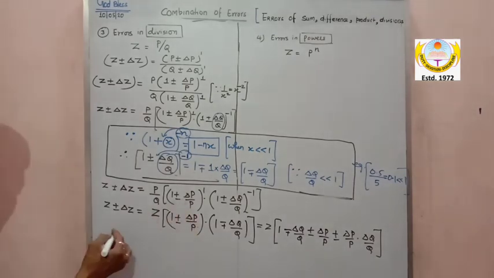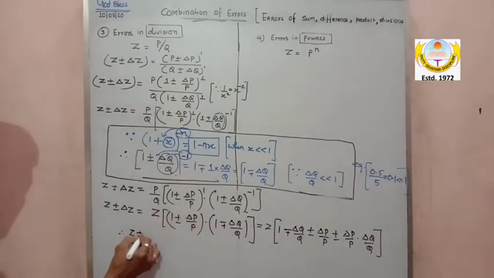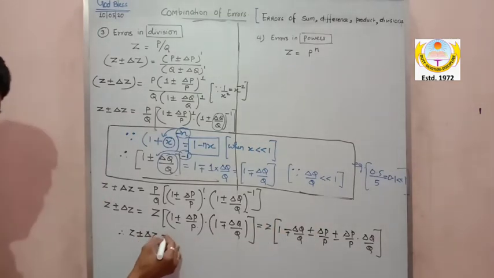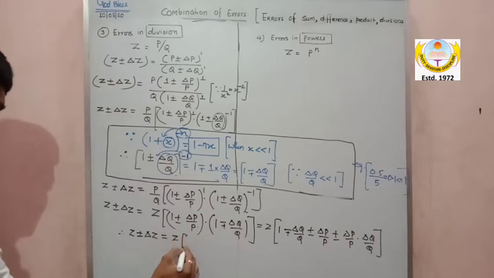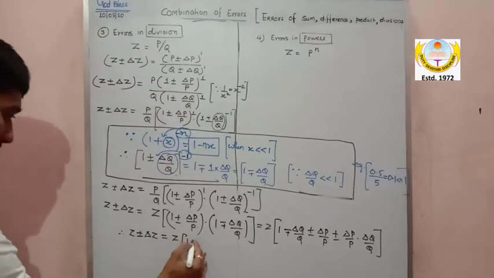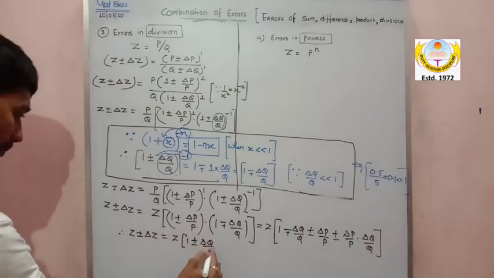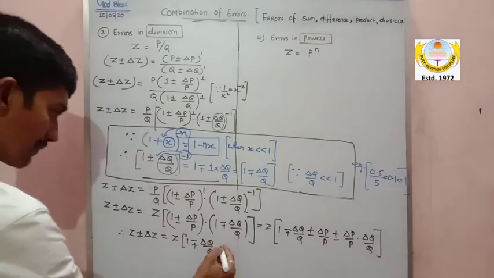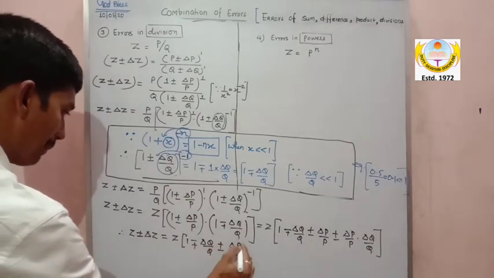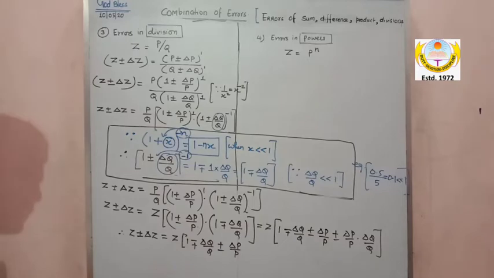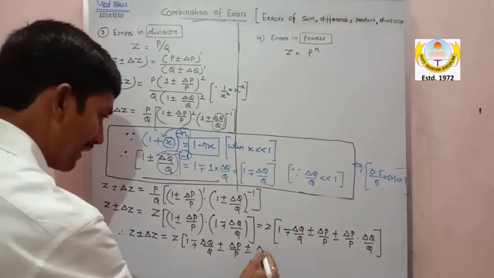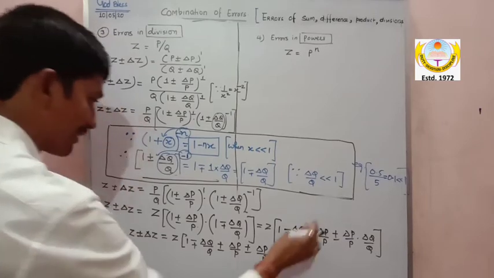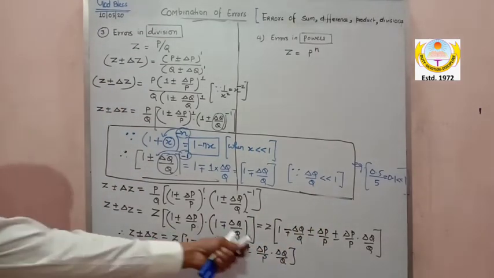This is the answer, my dear. So now, when I go further, this is Z plus minus delta Z is equal to Z into 1 minus plus delta Q by Q plus minus delta P by P plus minus, my dear, delta P by P into delta Q by Q. I have repeated the step as it is. It is given here.